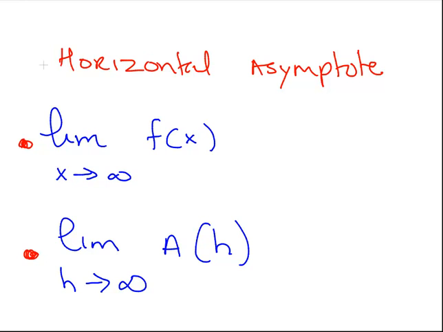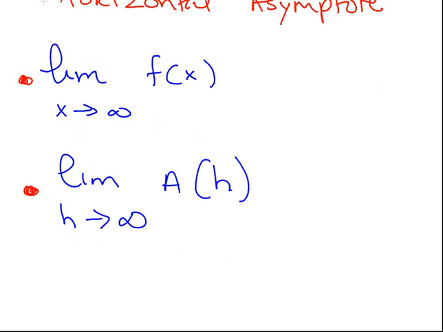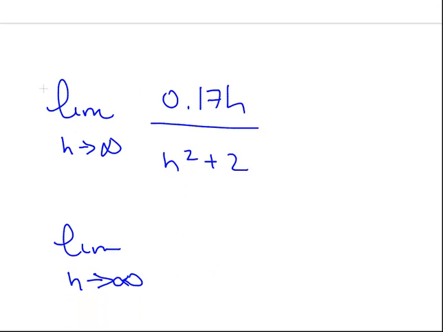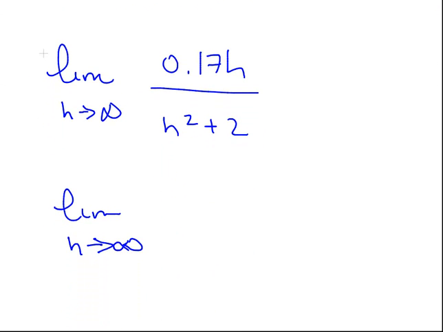Now, the horizontal asymptote. We were given a steer about this in the question, that it would exist. This is the general form of it, but we're going to translate it into how this question is set up. What we're looking for is the limit as h approaches infinity of a of h. So let's do that: the limit as h approaches infinity of 0.17h over h squared plus 2.